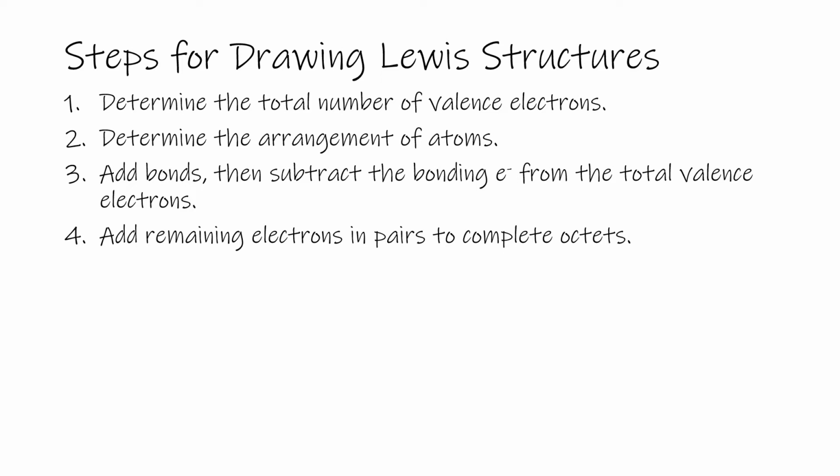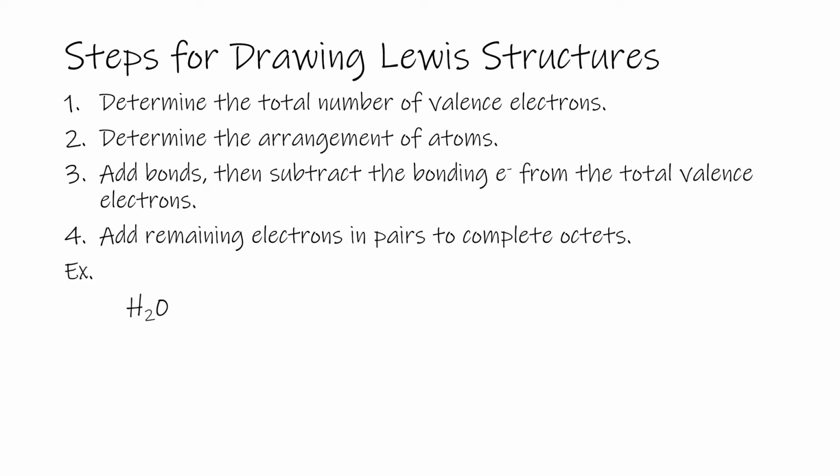Once we get all of the bonds in place, we'll subtract the number of bonding electrons from the total valence electrons that we determined in step 1. The remaining electrons, we'll add in pairs around the atoms to complete their octets. Now, if we run out of electrons to complete octets, we can move non-bonding pairs of electrons to form double or even triple bonds if necessary. So let's go ahead and look at an example.